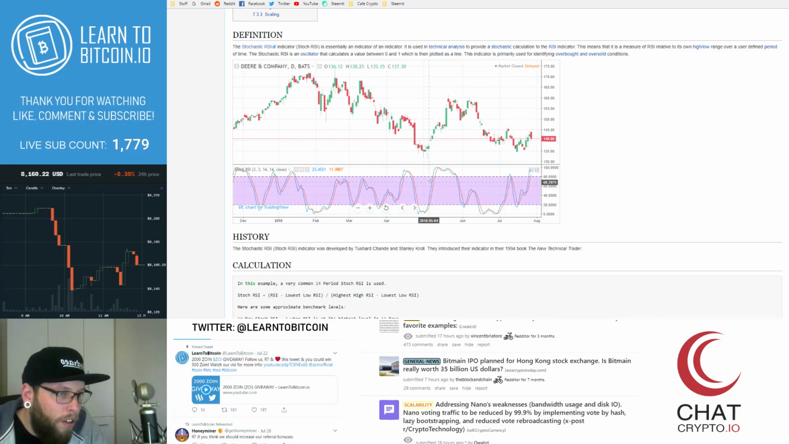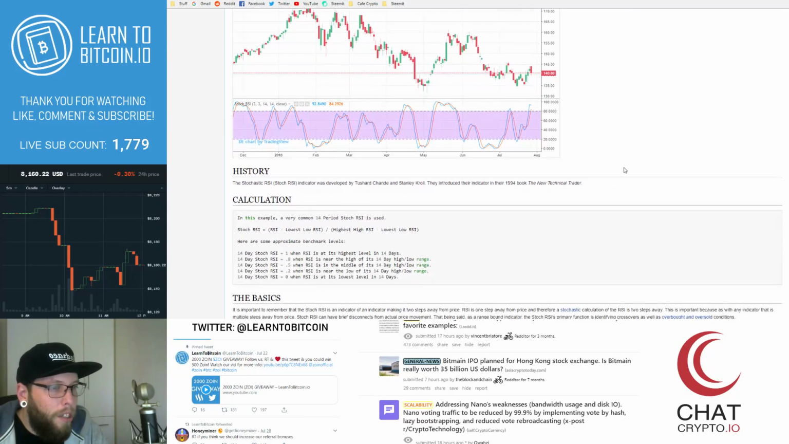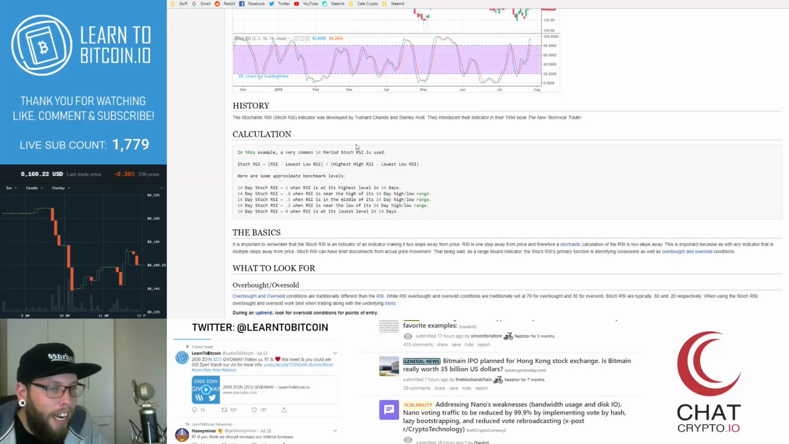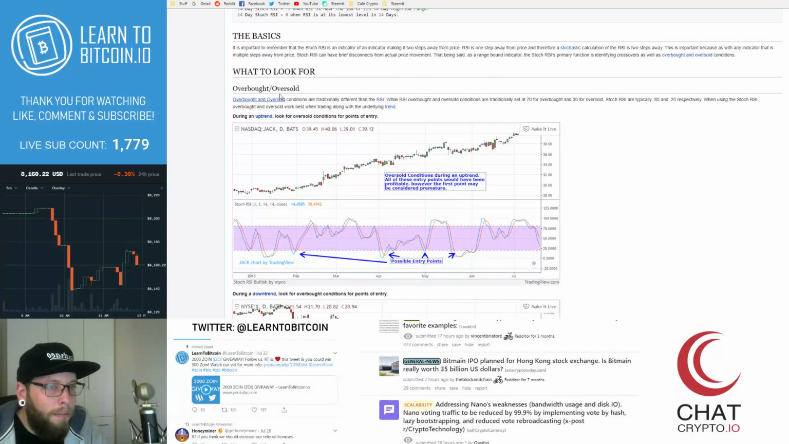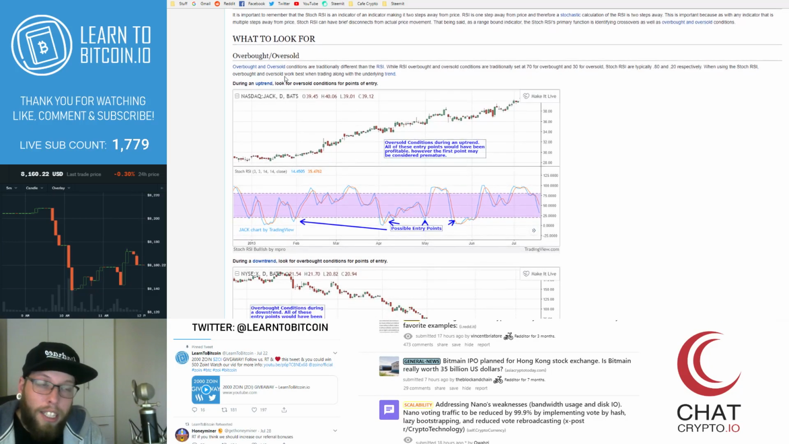And it won't always be accurate, guys. It's not always going to show you exactly when it's completely overbought or completely oversold, but when it does show you that, that is a good entry point, or a better entry point than the rest. If you scroll down more, we can see the calculations and how this is calculated, if that interests you, and then we can see what to look for here: overbought and oversold. So that's what this indicator is showing you.